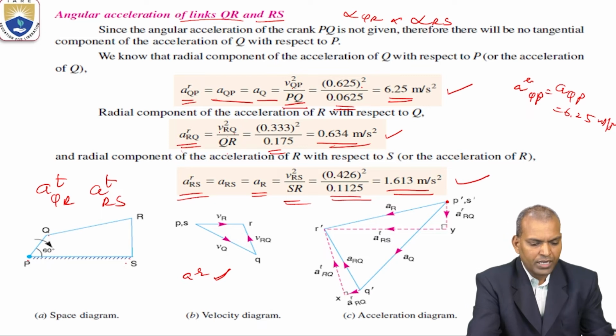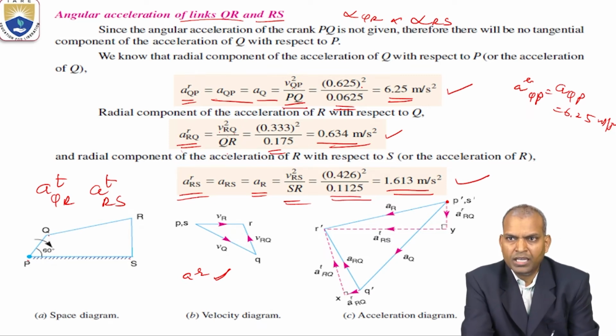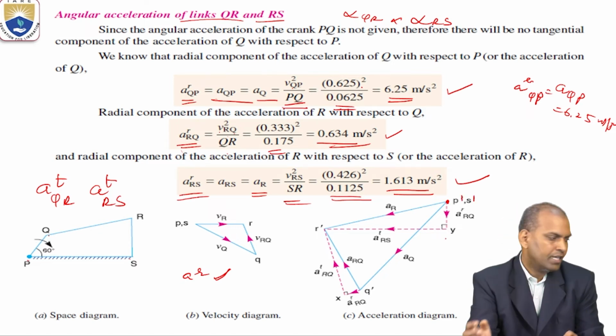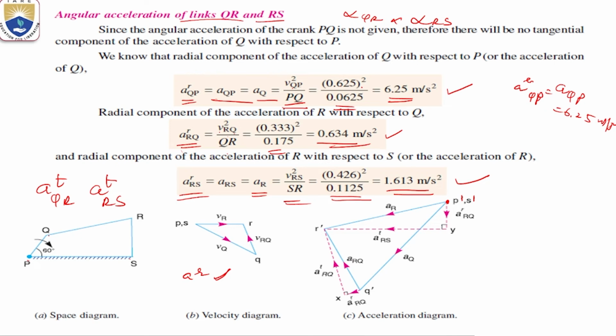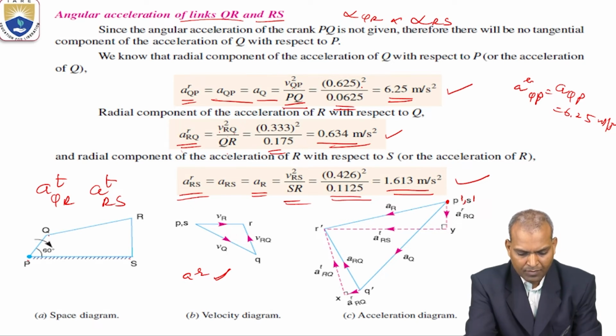Now, next, how to find out here? Let us begin. P dash, S dash. This is the first step. After that, make P dash, S dash one point. That is P dash, S dash here.